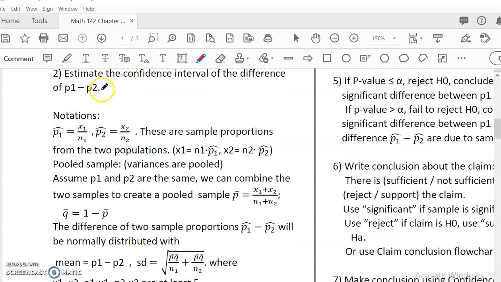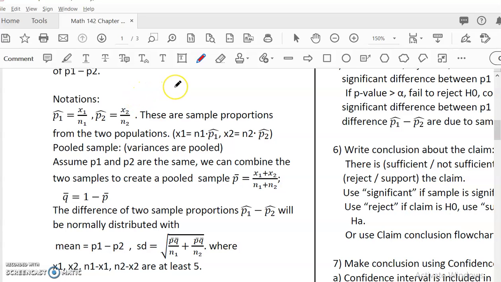Now, when we subtract two numbers, the result may be negative. It could be a negative number if P1 is lower, right? So when we do confidence intervals in this section, the lower limit and upper limit could be positive, could be negative. Okay, so how do we do that?